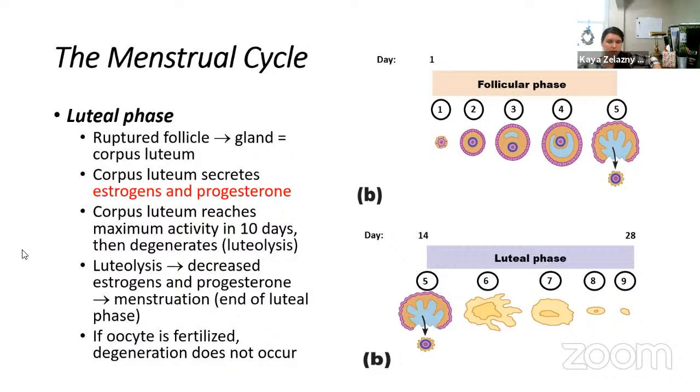Now, this does happen differently in the case that the oocyte is fertilized. In that case, the corpus luteum doesn't degenerate, it sticks around and keeps producing hormones. So this only happens if the oocyte is not fertilized.